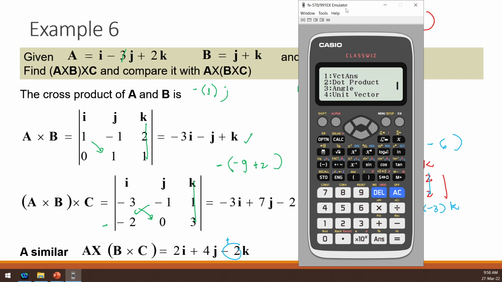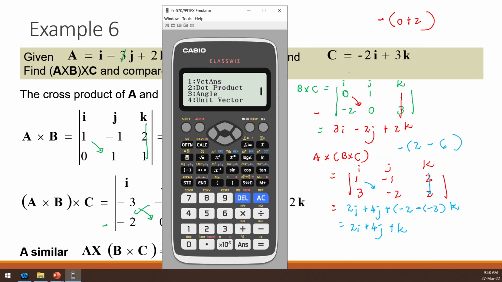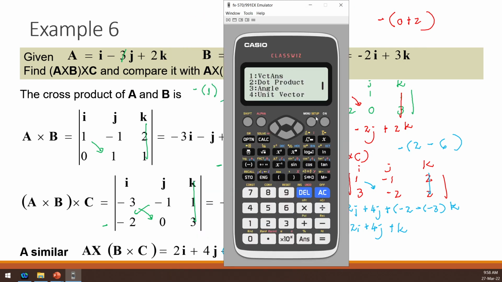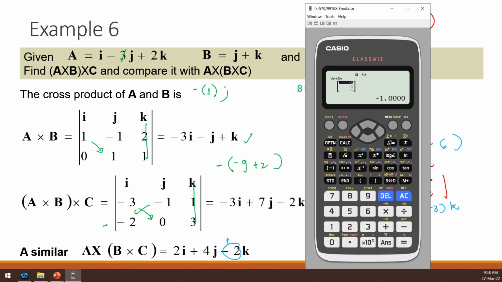Okay, we can put quickly ABC into your calculator to double check. Options, edit vector, because I want to change the component of vector A now to 1, negative 1, 2K. So 1, negative 1, 2. Clear. Options, edit. Now vector B, change to 0, 1, 1.